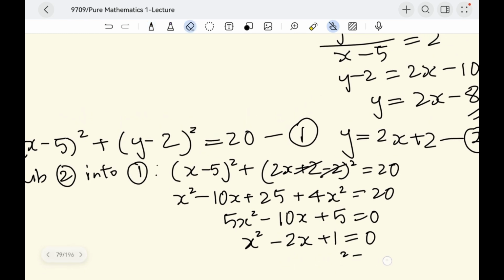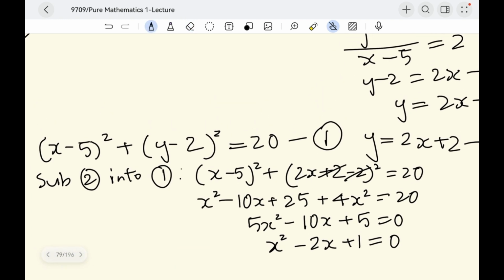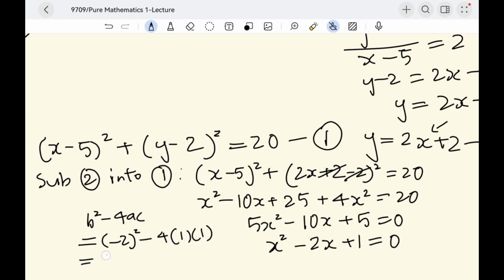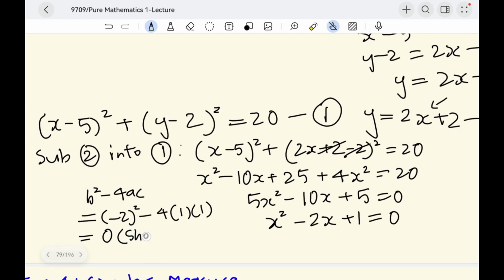Oh wait, I haven't proved that this line is tangent to the circle. So I may use the discriminant to verify that this line is a tangent to the circle. Let's carry out the discriminant: b squared minus 4ac, which is 0. So yes, it's shown.